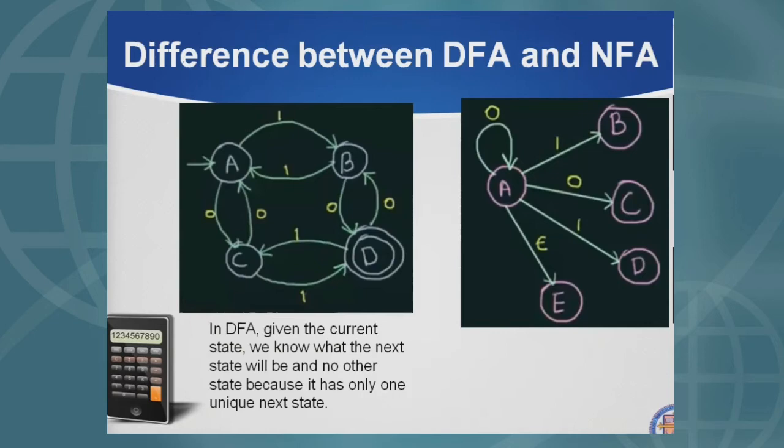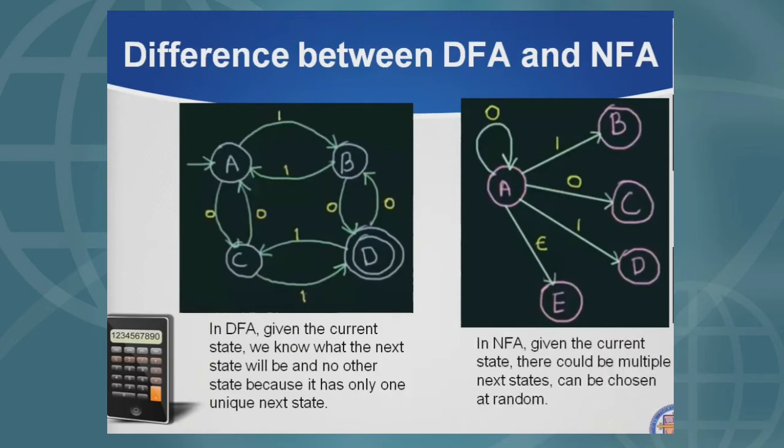In DFA, given the current state, we know what the next state will be, and no other state because it has only one unique next state. Ayun yung sinabi ko. Then, in NFA, given the current state, there could be multiple next states. Katulad ni A, saan siya pupunta? Pag nag-input ka ng 1, sa B, saka sa D. And, it can be chosen at random. Kunwari, gusto kong pumunta kay A, input ako ng 1, di punta muna ako kay D. Tapos A, mag-input ako ulit ng 1, punta ako kay B. Kahit saan ka magpunta, basta pare-parehas na input mo 1.